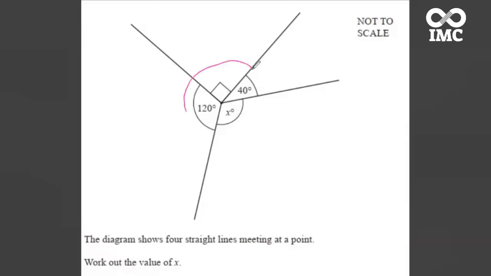Here, since all angles will meet at a point, or we can say all straight lines meeting at a point, that means the sum of these four angles must be 360 degrees. So 360 degrees: x degrees plus 40 degrees plus this angle, which will be 90 degrees, plus 120 degrees will make 360 degrees.